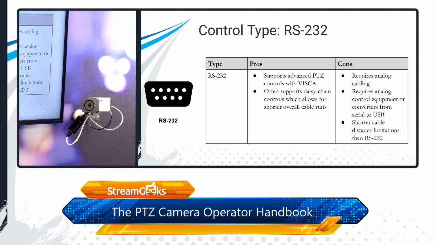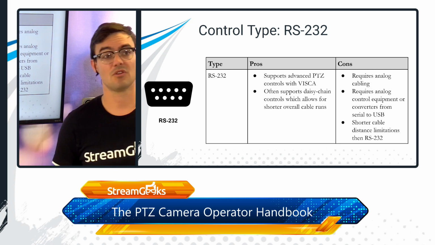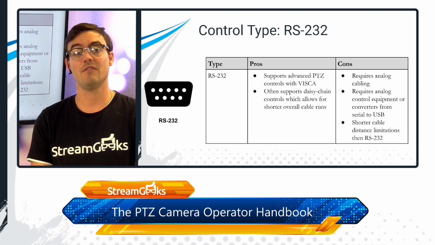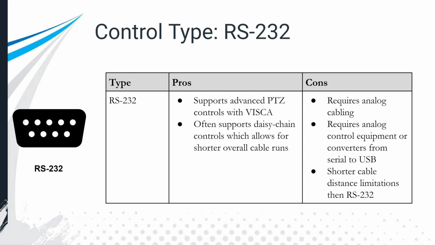Now, RS-232 is one that we're going to show off today. It supports very advanced PTZ controls. So RS-232 is great, and it often supports daisy chain controls. Daisy chain controls will allow for shorter overall cable lengths. But it does require analog cabling, and so if you're already using Ethernet, this might not work for you.